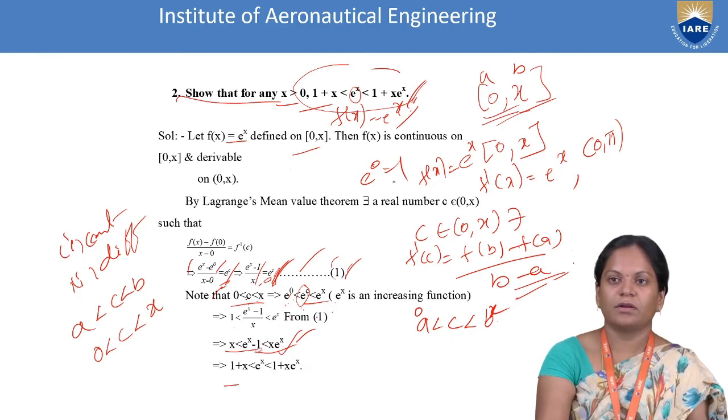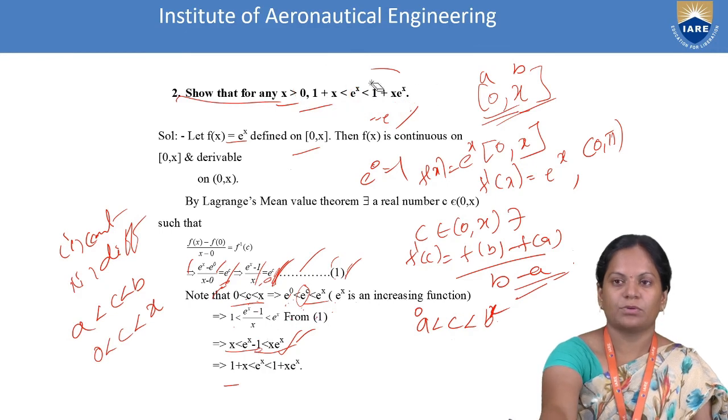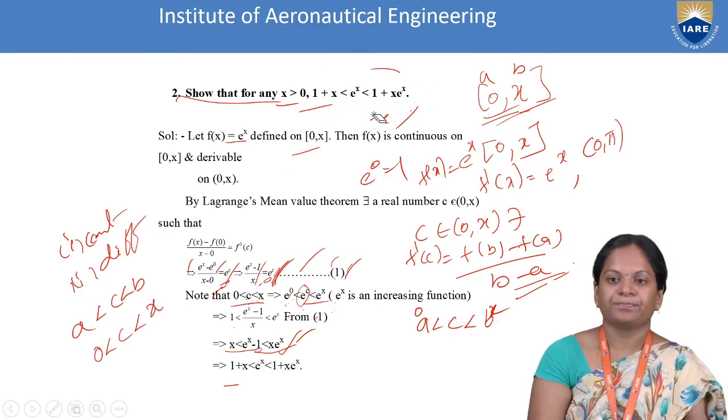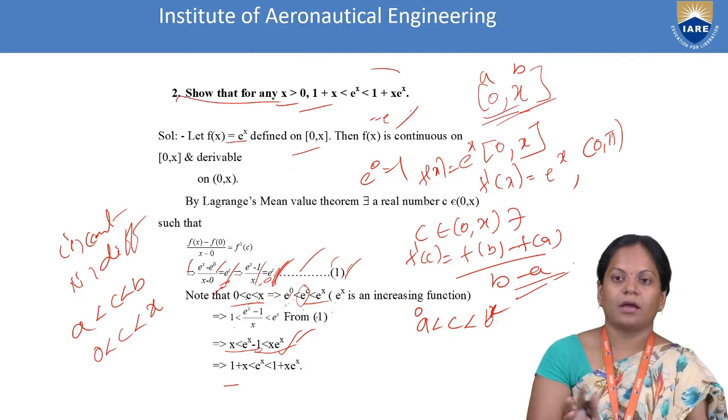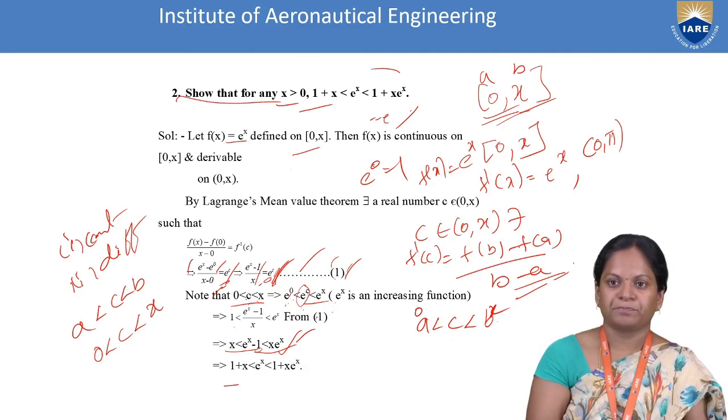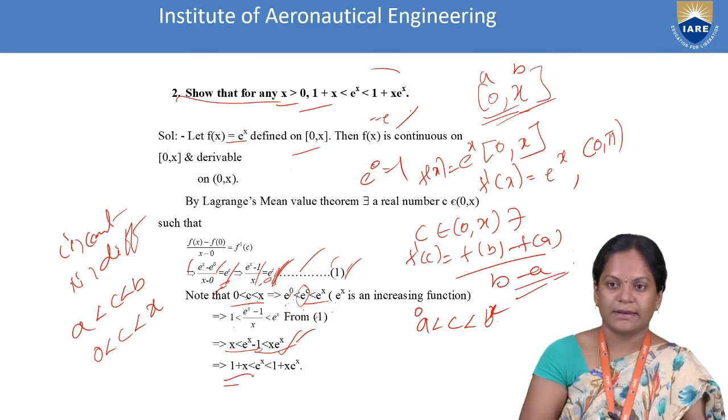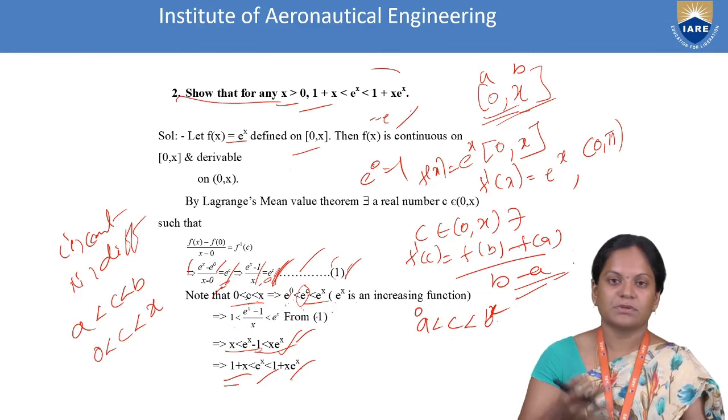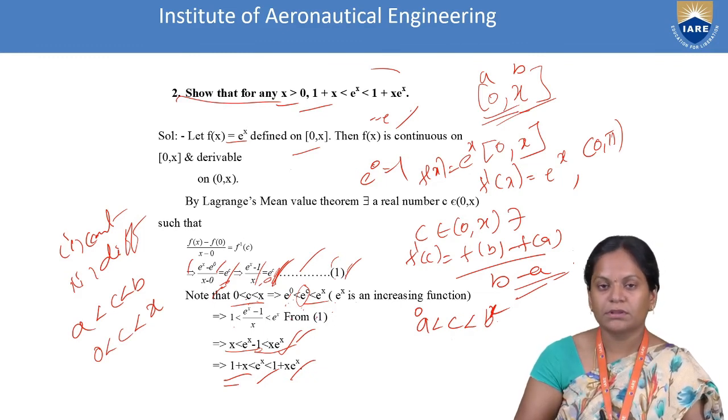In the given inequality, we have to prove with e power x only in between. So that's why I am removing the minus 1 here. How can we remove minus 1? By adding plus 1 on both sides. So if we add 1, here we have 1 plus x less than e power x less than 1 plus x into e power x. So now the inequality is proved by using Lagrange's mean value theorem.